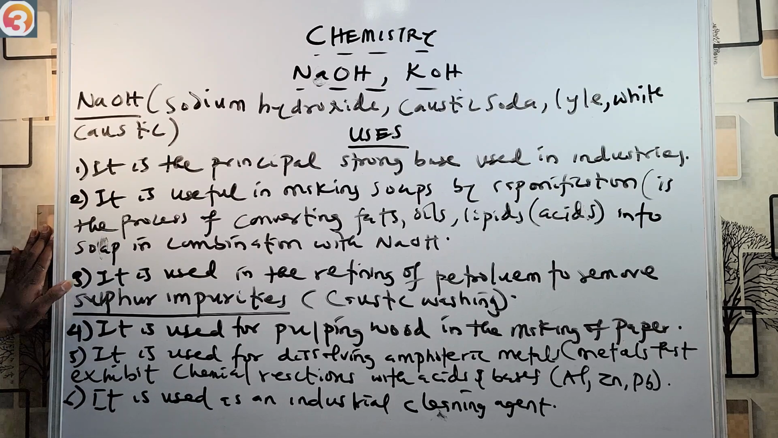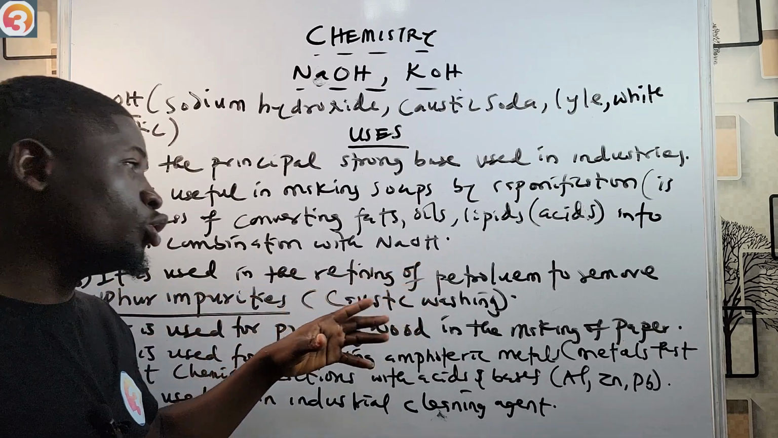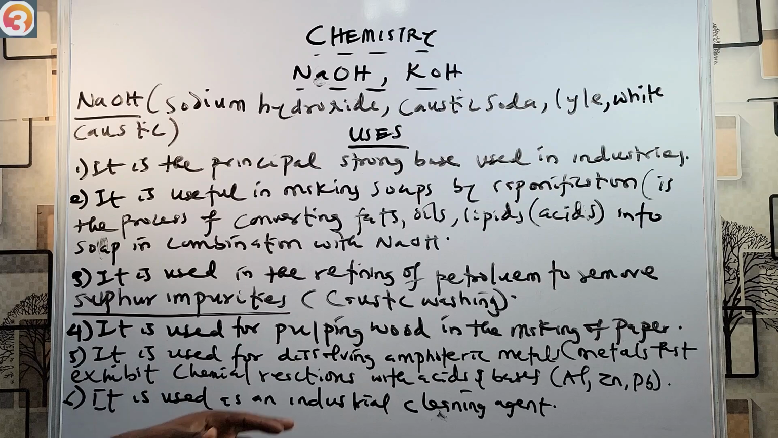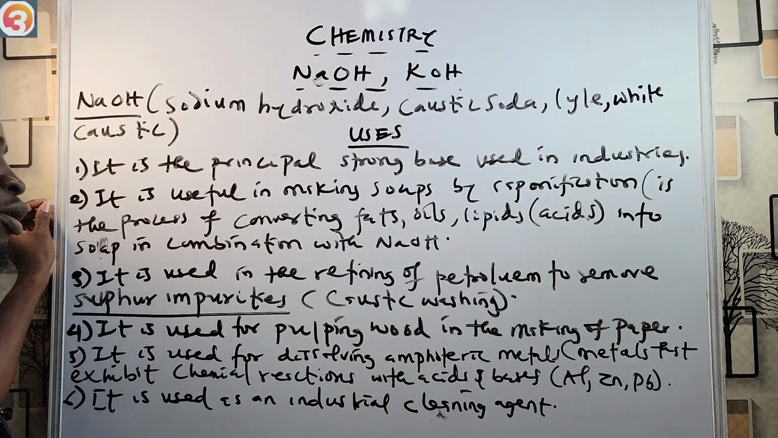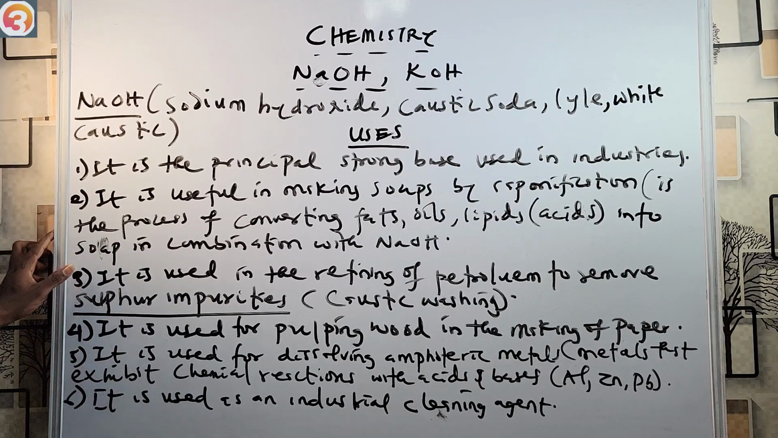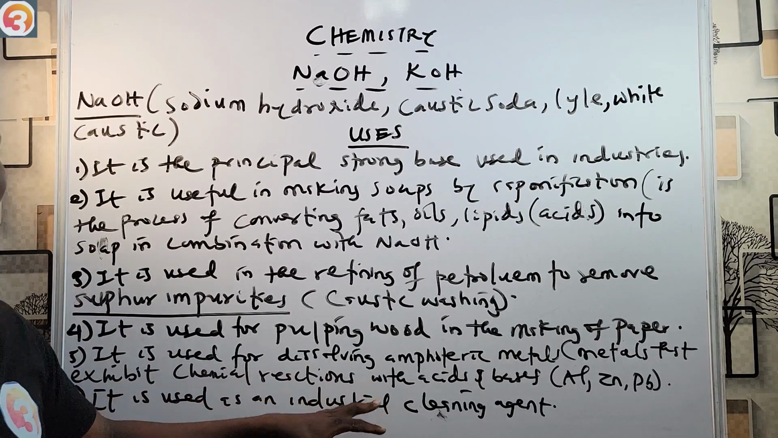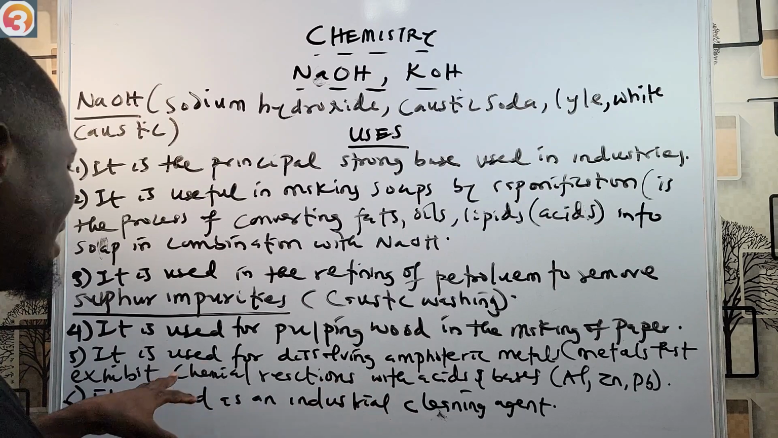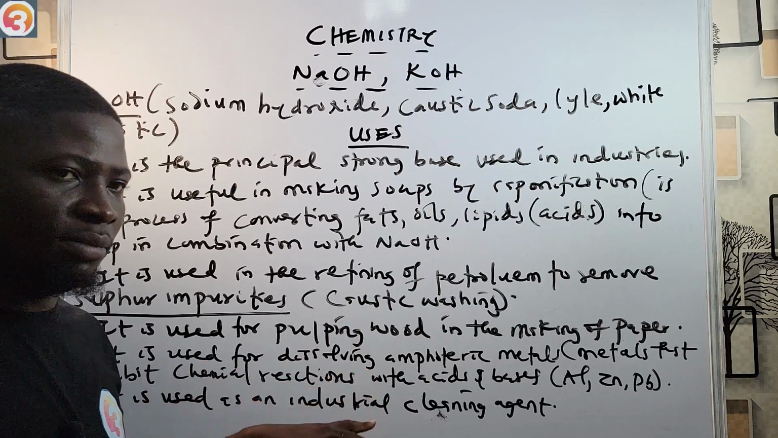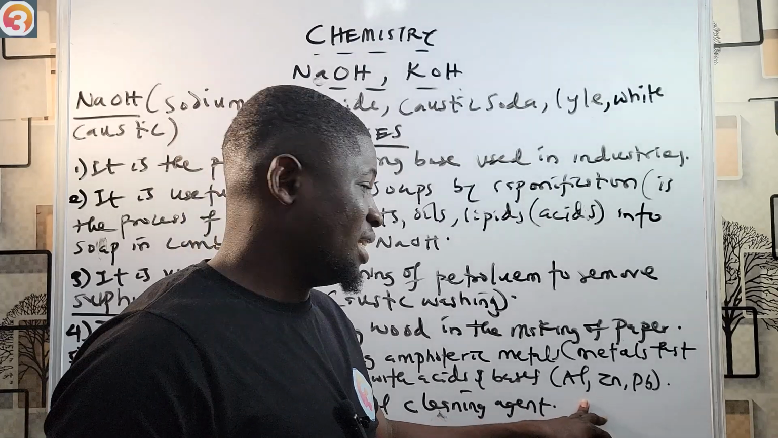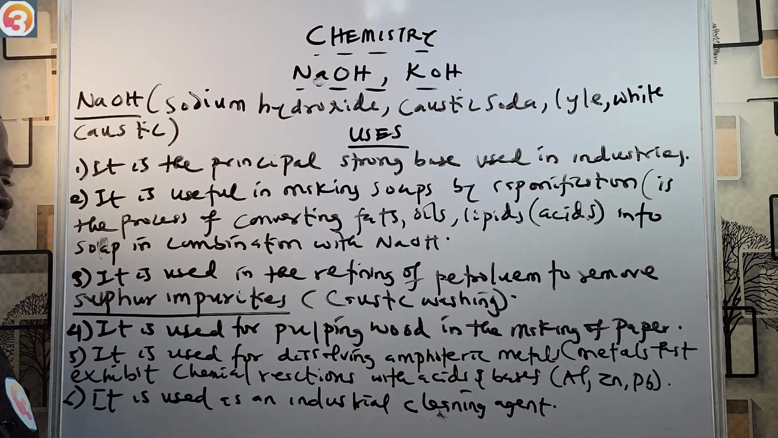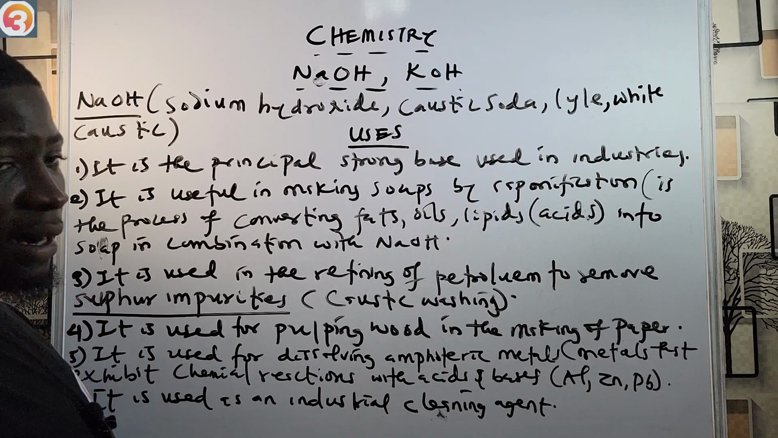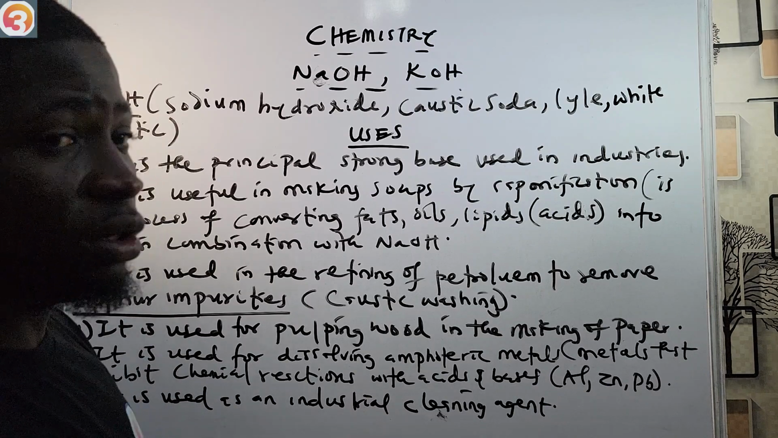Number 3, it is used in the refining of petroleum to remove sulfur impurities in a process called caustic washing. Then I said it is used for pulping wood in the making of paper, and it is used for dissolving amphoteric metals, that is metals that exhibit chemical reaction with both acids and bases, examples like aluminium, zinc, and lead. And of course, it is used as an industrial cleaning agent.